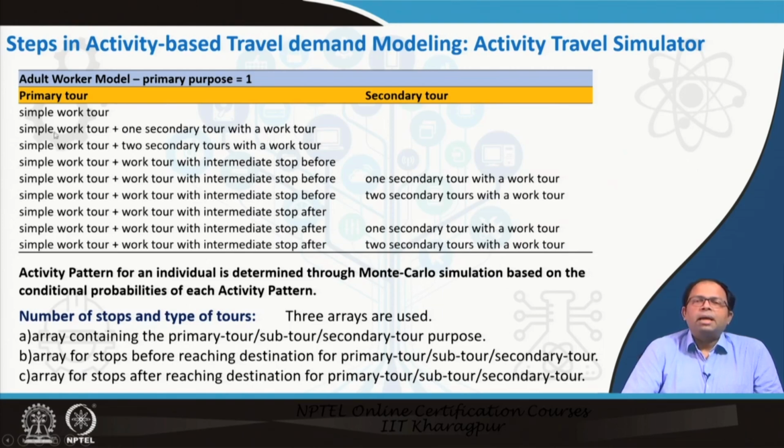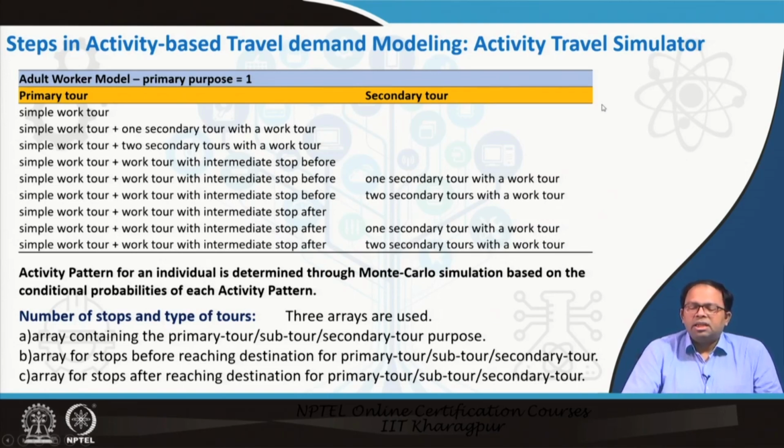Now, why primary and secondary? For that, you have to revisit this lecture once you have covered module 12. Usually a person does a primary activity, and then there are discretionary, secondary activities during an entire day. This is why these are being considered. He can also do a simple walk tour plus a walk tour with intermediate stops, plus one secondary tour with a walk tour. These are the different combinations that are possible.